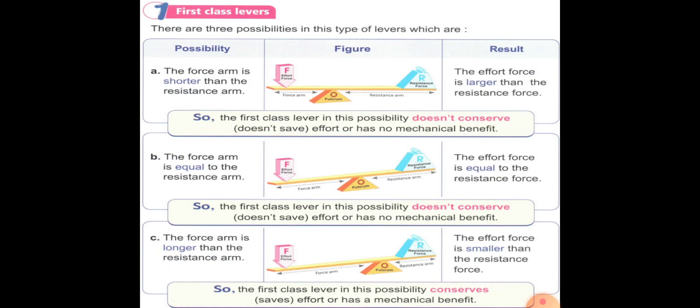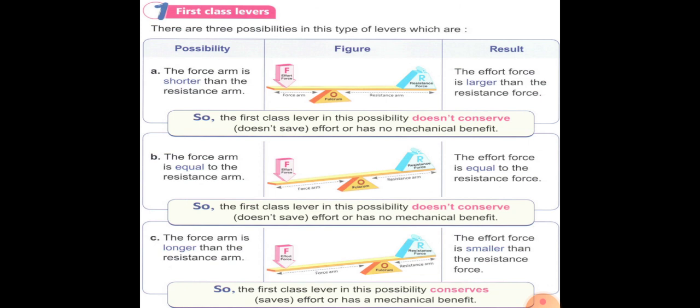What about case number C? It's the only one in the first class lever which I can say conserves my effort, when the effort force arm is longer than the resistance arm. In this case, the effort force becomes smaller than the resistance force. What is the meaning of this? The meaning of this is that the force which is getting out from my hand is smaller than the task I want to do, such as breaking anything or cutting or moving any object. Okay?